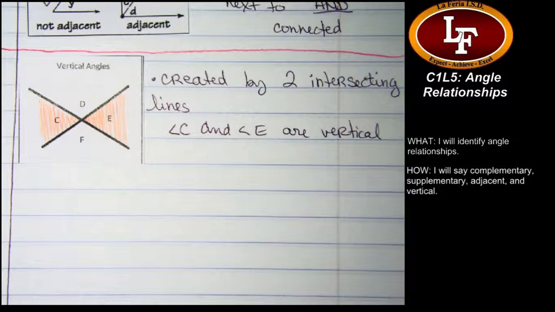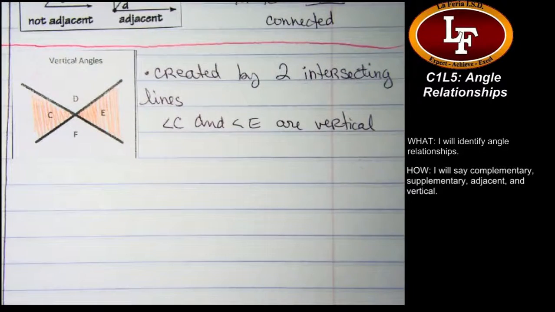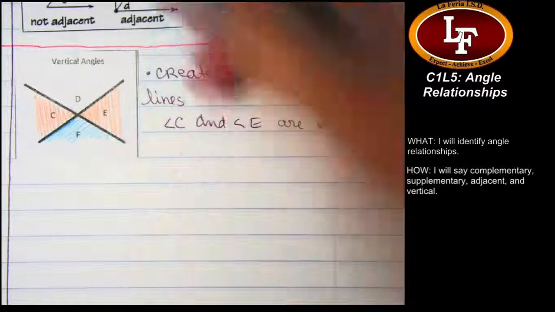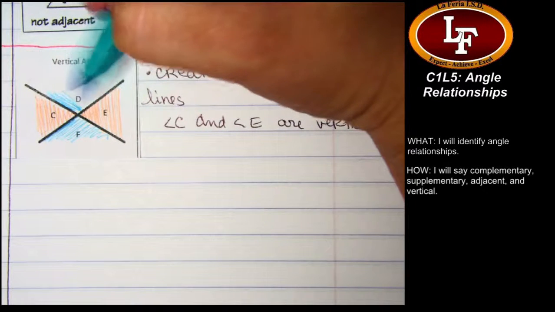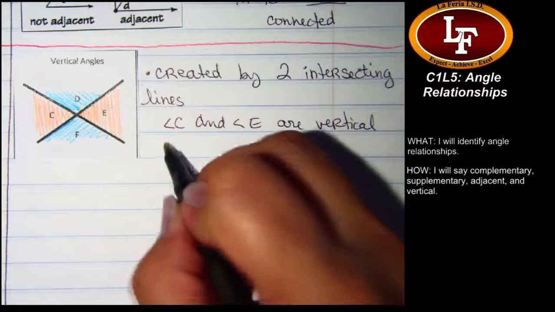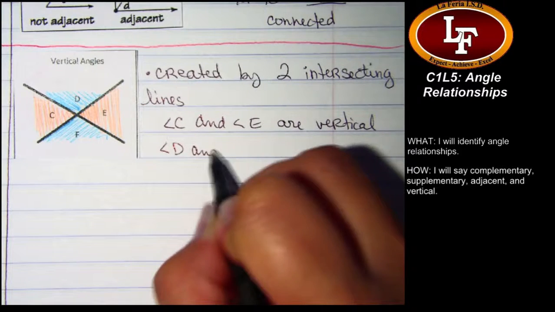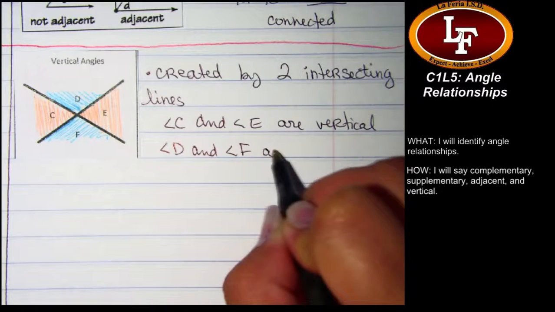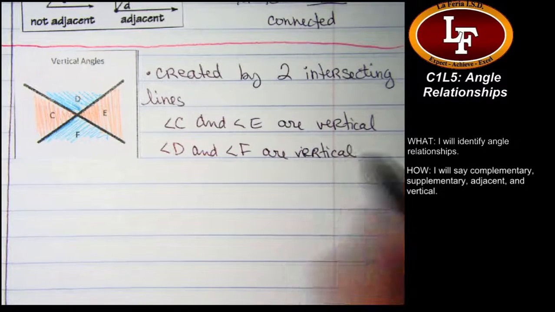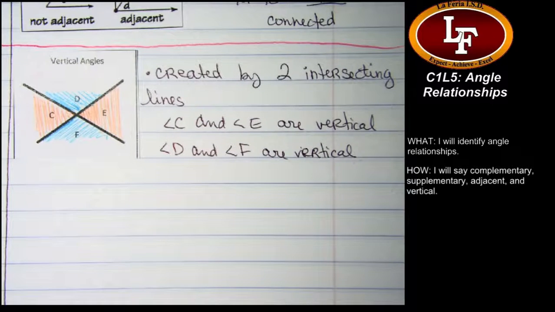Which other pair of angles could be vertical in this picture? D and F. D and F, very nice. After you're done writing, I would like you to look to an adjacent partner and say, angle C and angle E are vertical. Get the whole sentence in there, though. They're vertical angles.